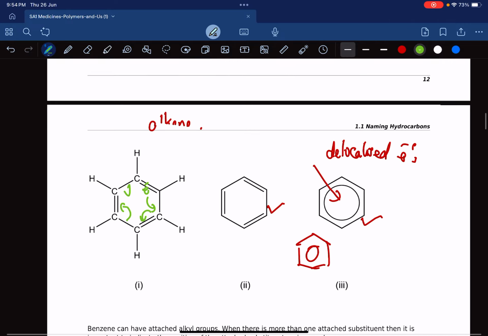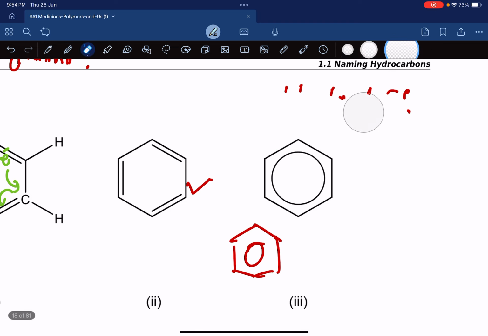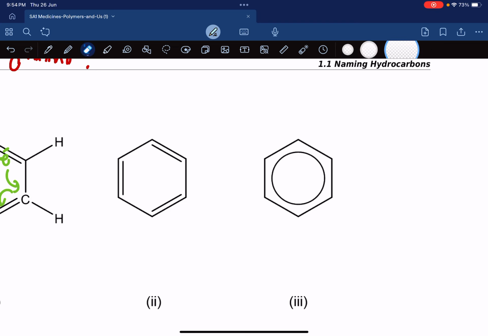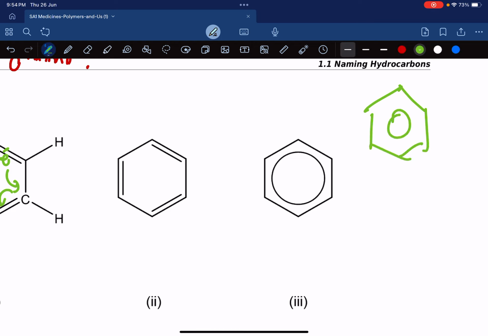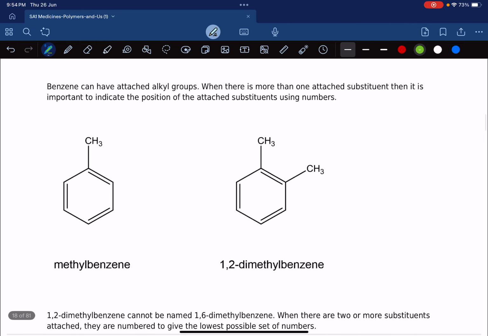So to make life easier, chemists decided, I want to represent delocalized electrons with a ring in the middle. That is why whenever we draw benzene, you always see a ring in the middle. Imagine it like a pail, and inside of this are electrons. So it's delocalized. Don't worry too much about it. We're coming to the end here.